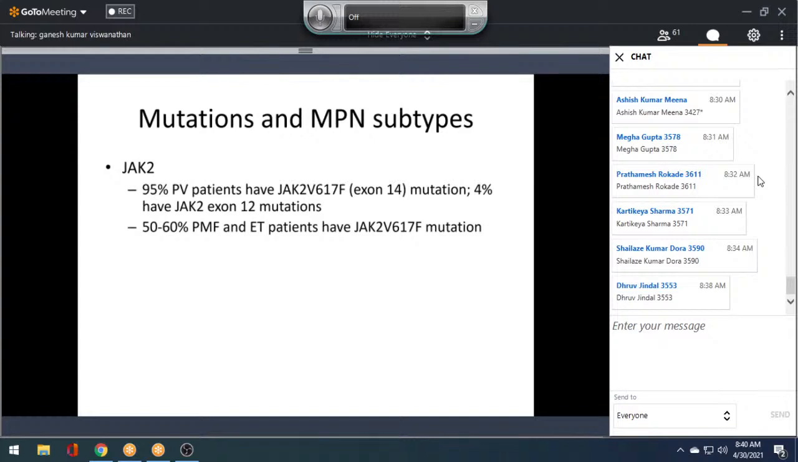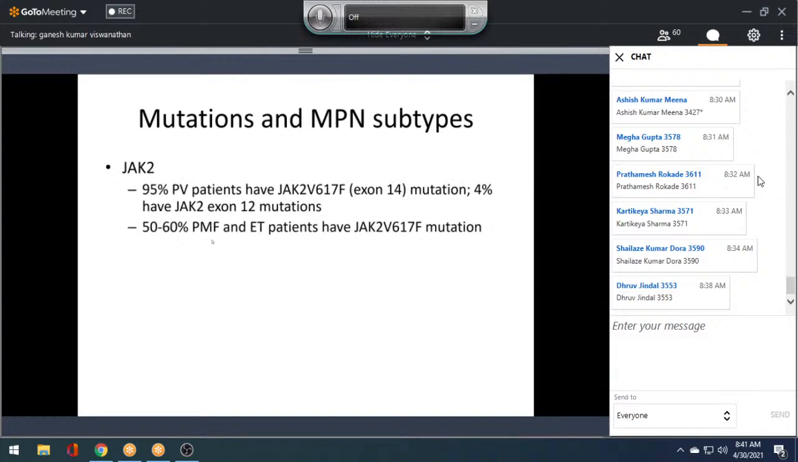So how common are these mutations? JAK2 is the most common mutation. JAK2 stands for Janus tyrosine kinase, named after the Greek god. More than 95% of polycythemia vera patients have this JAK2 V617F mutation. V617F indicates a point mutation, that is, a point mutation leading to an amino acid change at position 617. A small proportion have a JAK2 mutation but at a different exon.